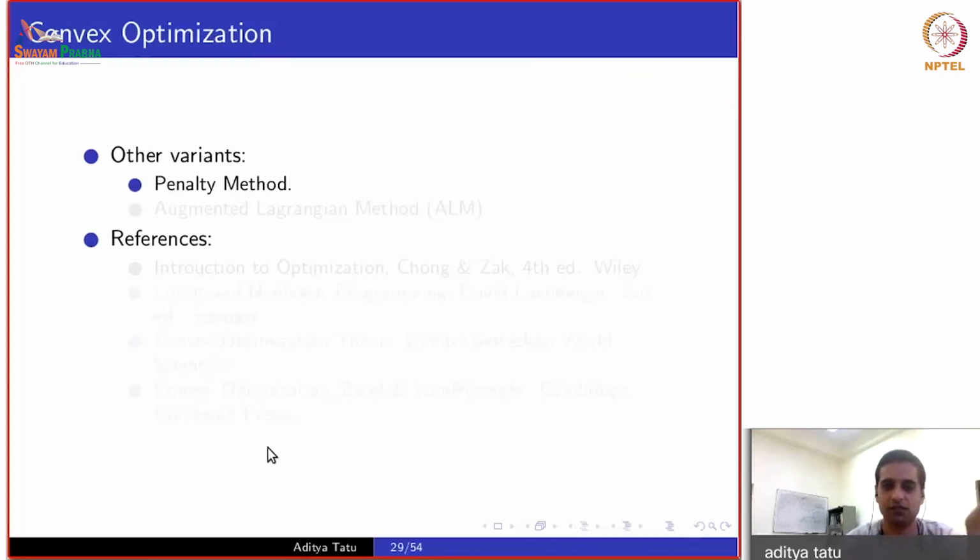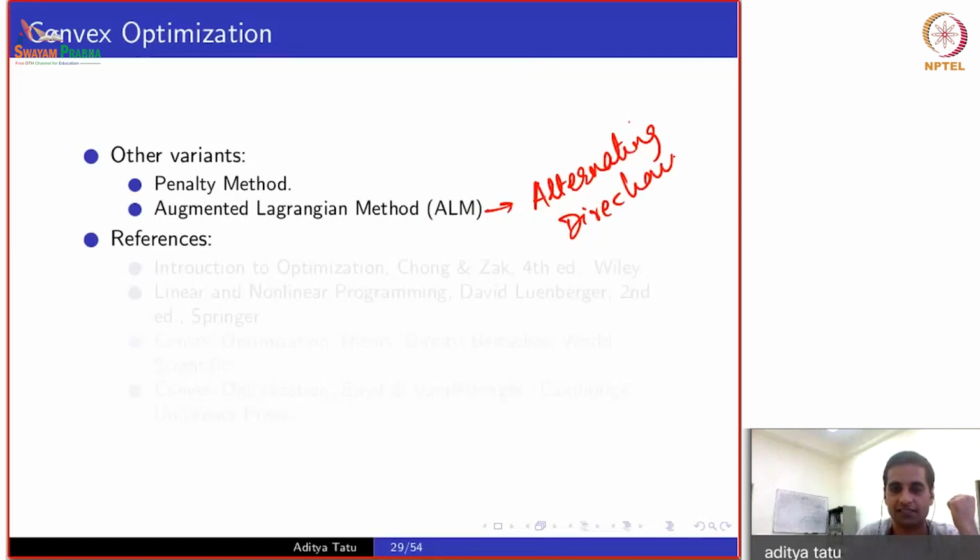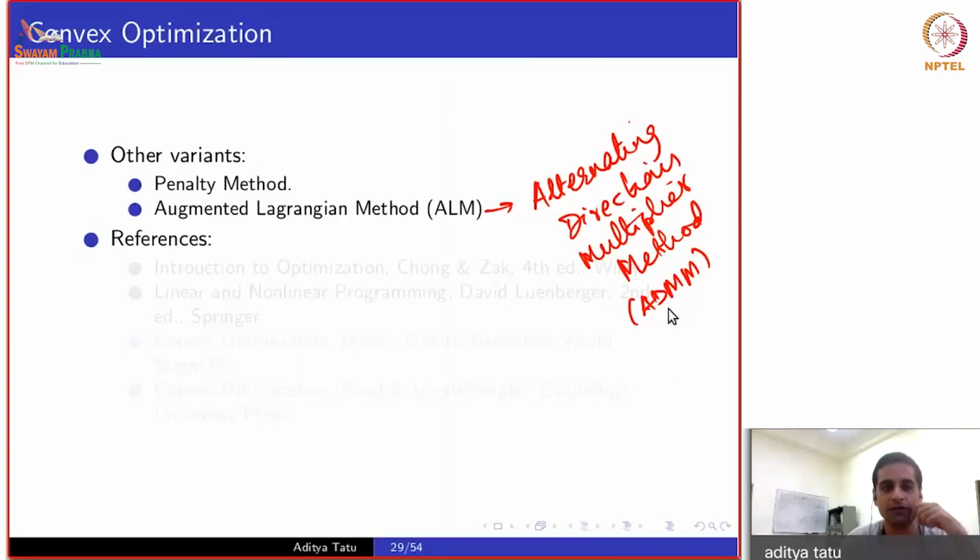So there are several modifications and variations of this. One is called the penalty method, the other is called the augmented Lagrangian method. Hopefully some of you have heard of it. This is also sometimes called the alternating directions multiplier method, in short, ADMM. Okay, so that is basically what I wanted to tell you about convex optimization.